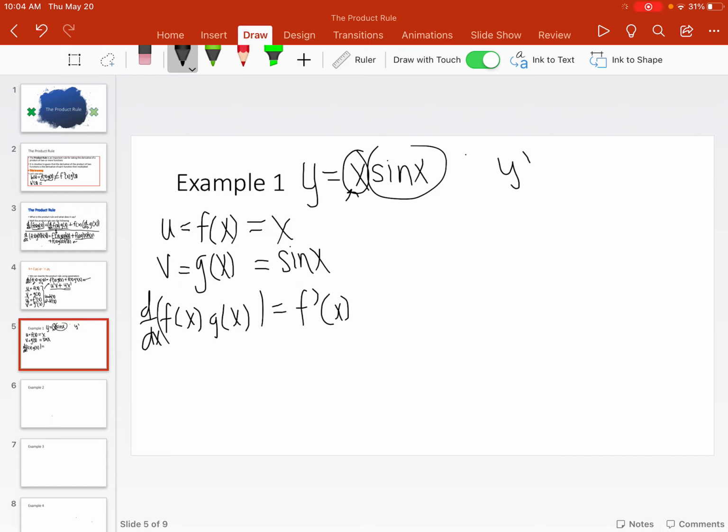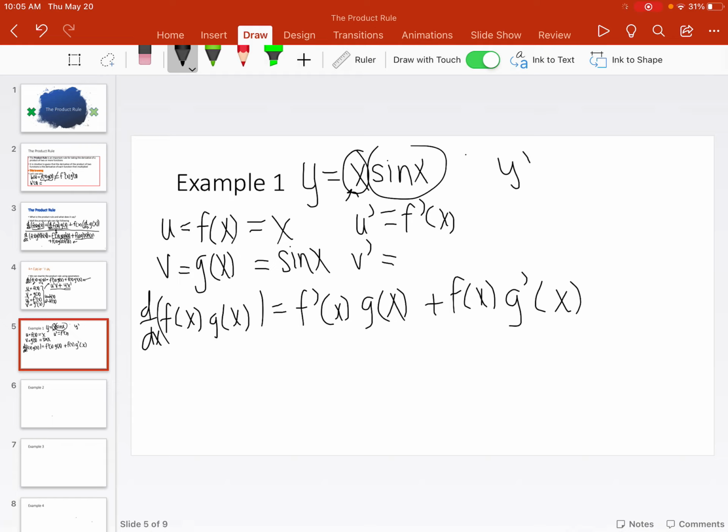So our product rule is what? f prime of x times g of x plus, actually I'm going to write f of x first, f of x times g prime of x. And our parameterization: u prime is equal to f prime of x, v prime is equal to g prime of x. So let's just substitute everything. What do we get?